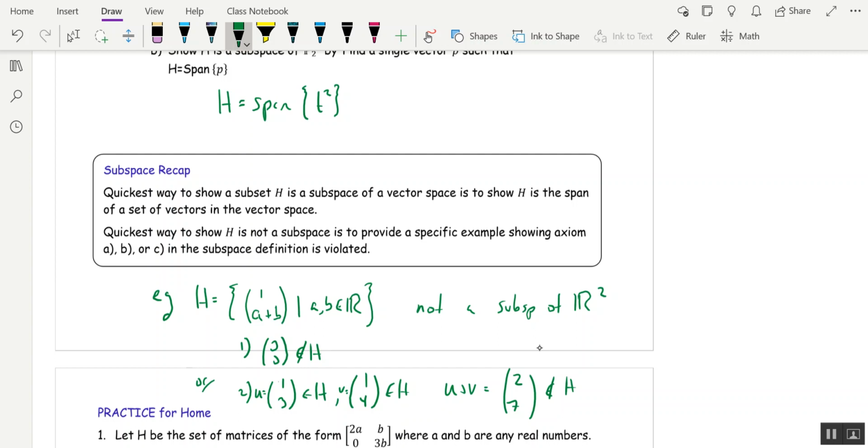Okay, next time we're going to look at some very distinctive and famous examples of subspaces, column spaces and row spaces and null spaces.